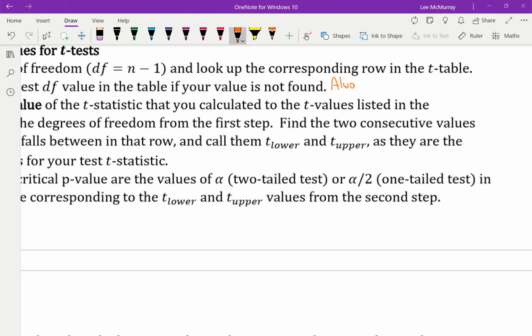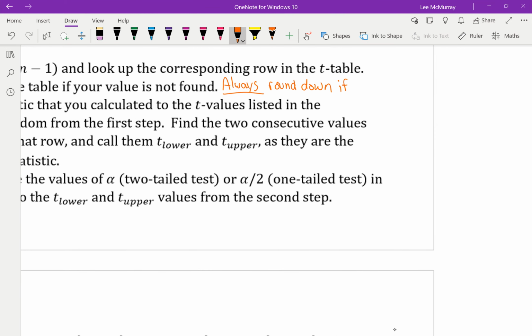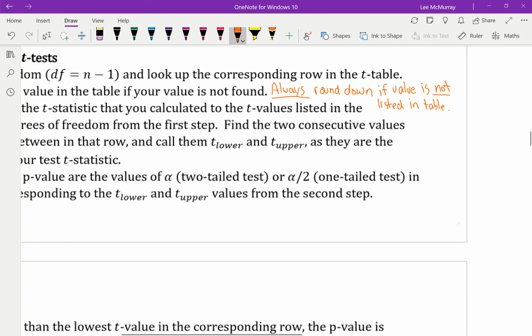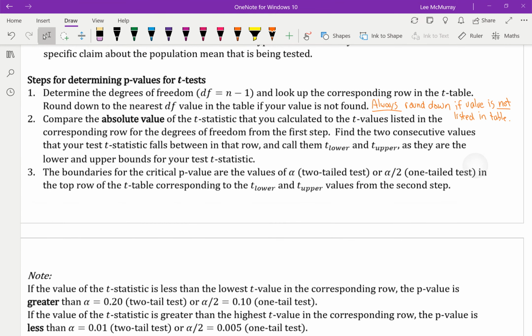So we don't forget, always round down. And that's if the number isn't there, right? If the number is there, obviously you take it. But we're always going to round down. And we'll say always round down if value is not listed in table. Okay, and again, that's a specific requirement for this course in this textbook. That can change a little bit.